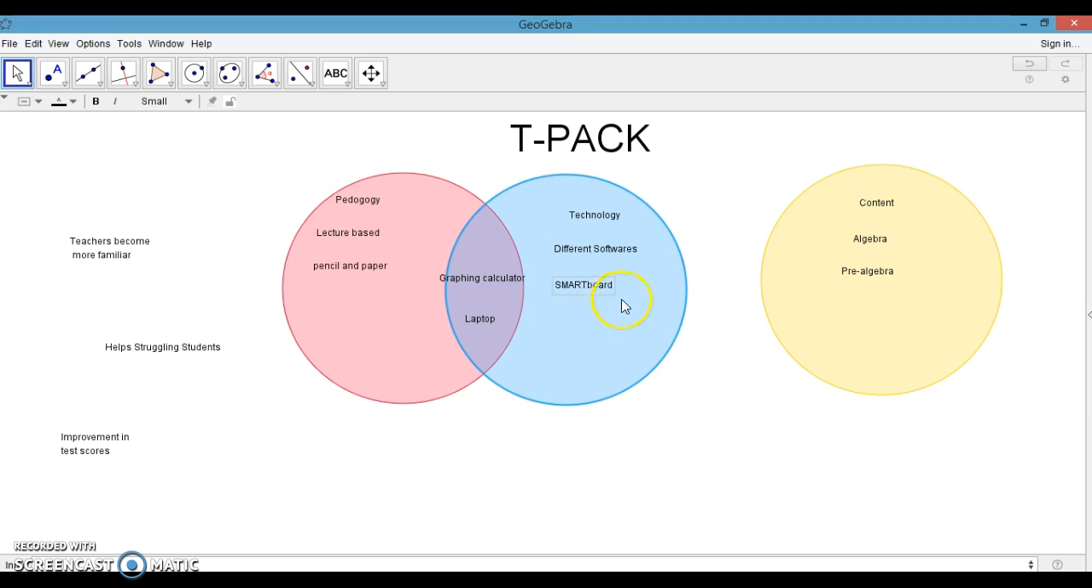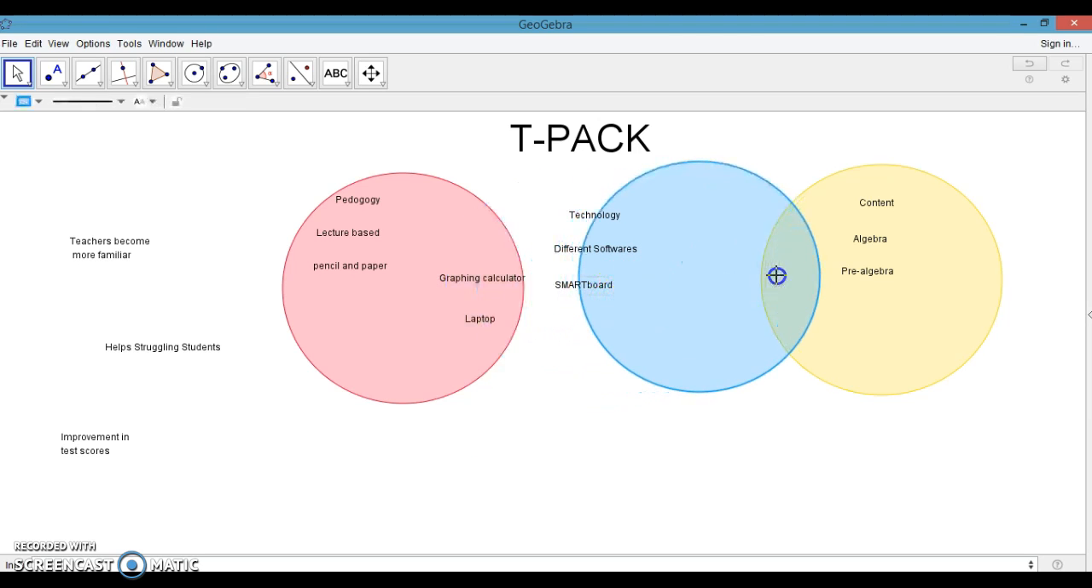And then technology and content. When those are paired together, it's appropriate technology paired with the content. So appropriate technology to pair with it would be a Smartboard for activities, softwares. Like right now, I'm using GeoGebra. I don't really know if that's a software. I think it is. Not sure. I love it. Gosh, I love GeoGebra.